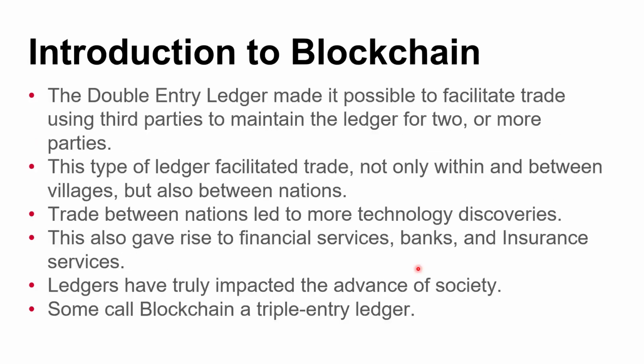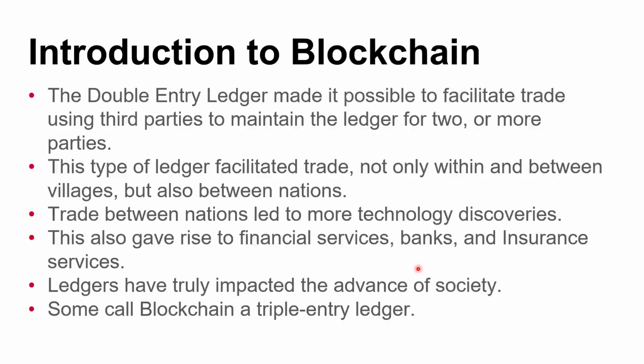And once people knew what they owned and they could prove it, this facilitated trade. And then the double entry ledger made it possible to facilitate trade using third parties to maintain the ledger for two or more other parties. So this type of ledger facilitated not only trade between the villages, but also trade between nations. If we didn't have that double entry ledger, chances are you were very limited to just your local village or just a few people, because updating the ledgers was fairly simple, so you couldn't go beyond those that you actually know.